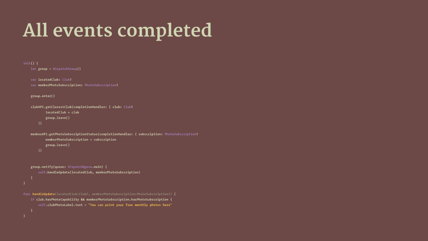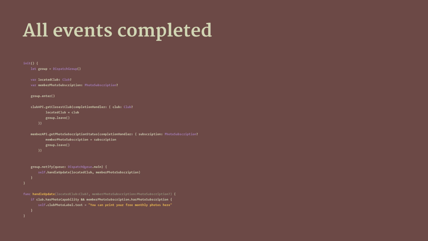And then what if we want to get multiple updates? The group.notify here is only really going to help us one time. It's going to let us know when both of these events complete the first time. But what if we want to know subsequently when either of those start changing again? Like if the user moves and they get a new closest club, and now we want, okay, what's the latest set of club and subscription status? Well, this doesn't really help us with that either. We would have to roll our own, and then you get back into really complicated state management.